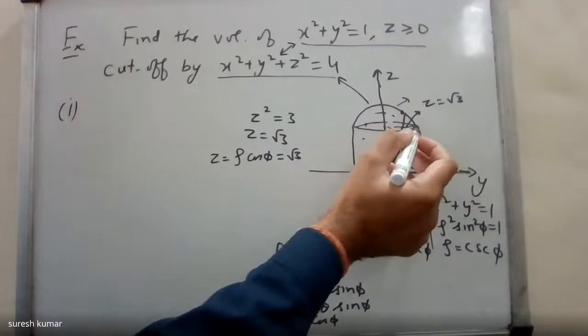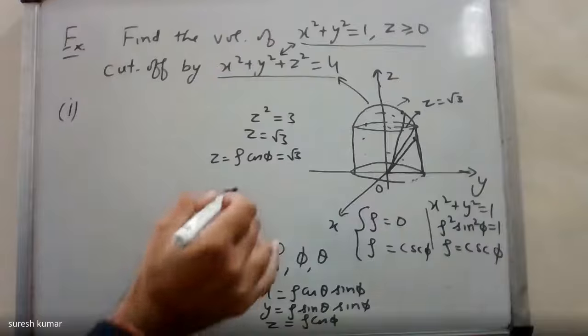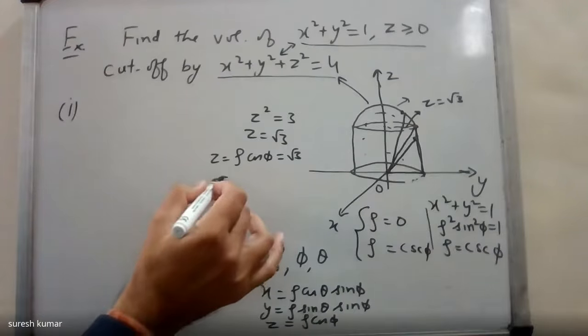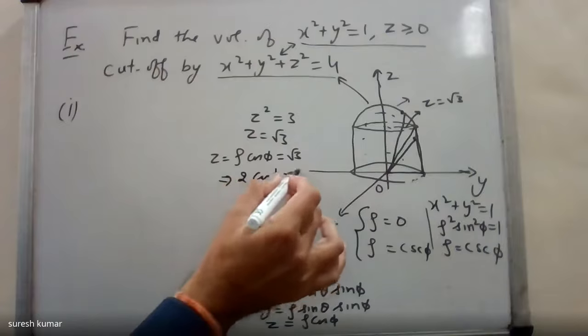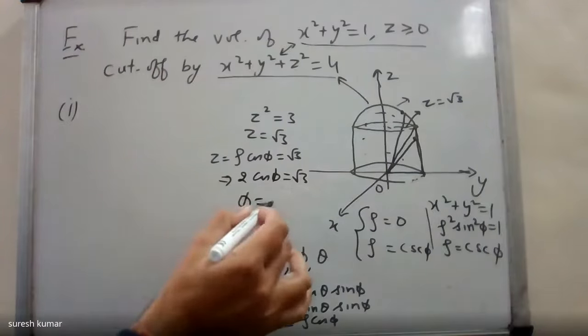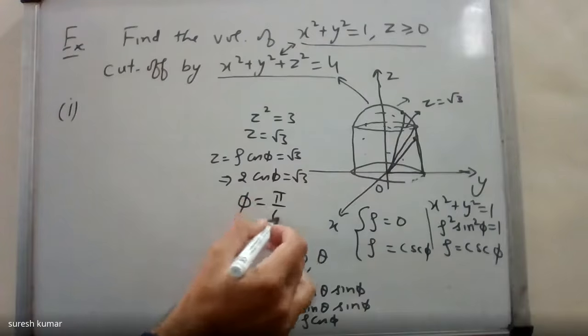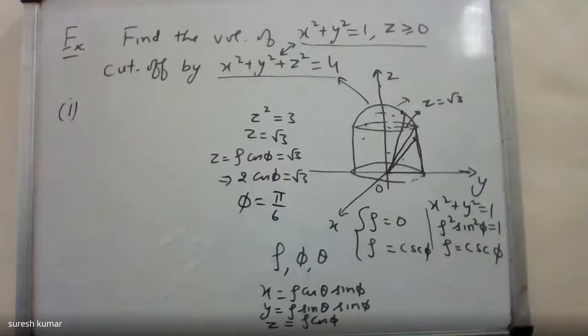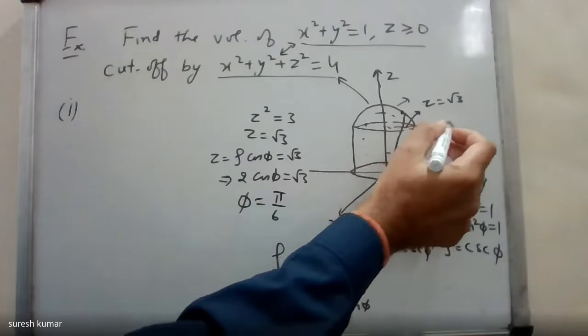This point lies on the sphere, right? And on the whole sphere, rho is 2. So you can say that this implies 2 times cos phi equal to root 3. Cos phi is root 3 over 2, that means phi is pi by 6. Good.